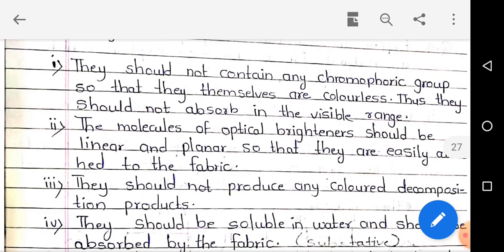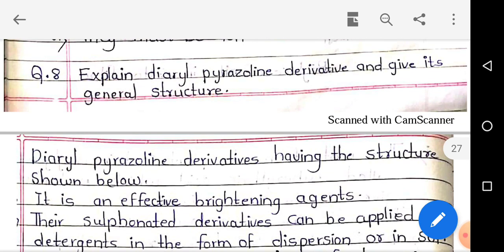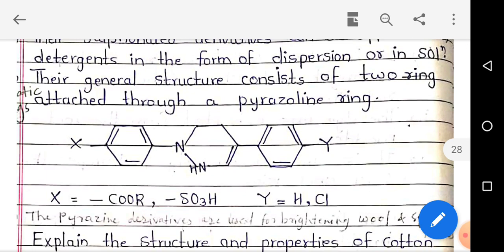In the last lecture, we studied optical brightness. In this lecture, we are going to study the diaryl pyrazine derivatives and their structures. Firstly, we study the structures.